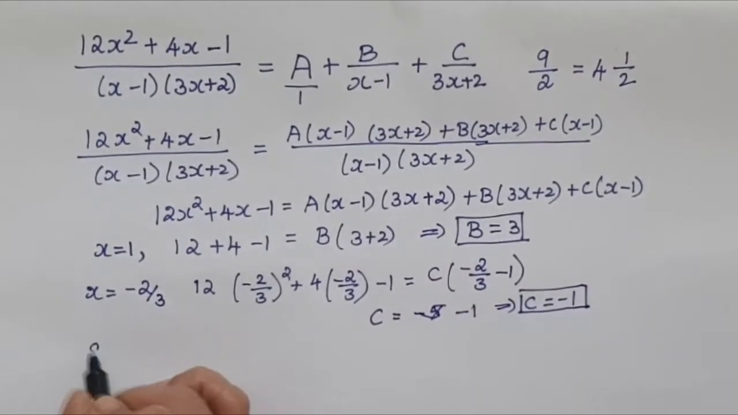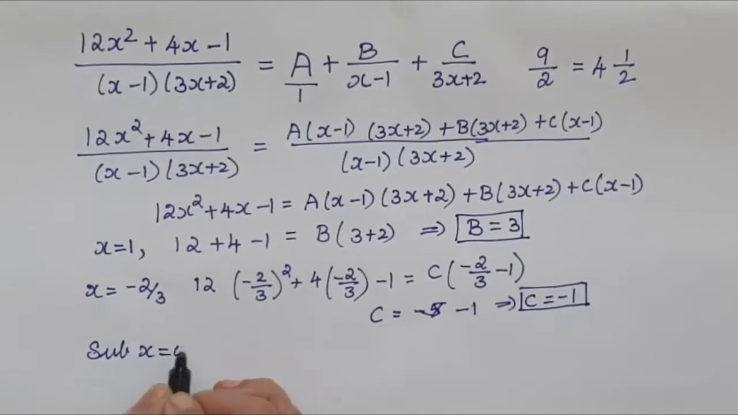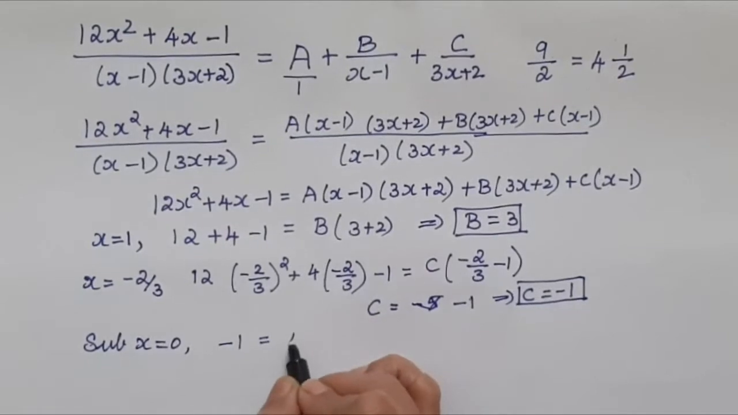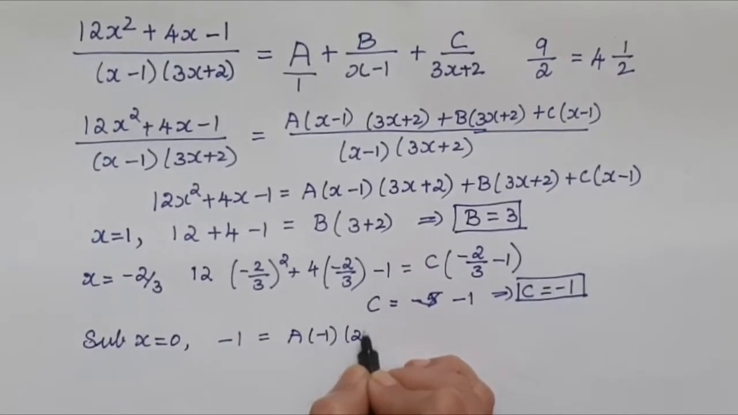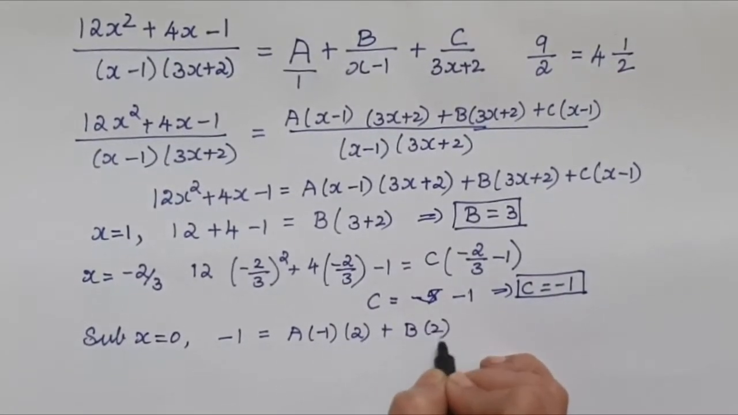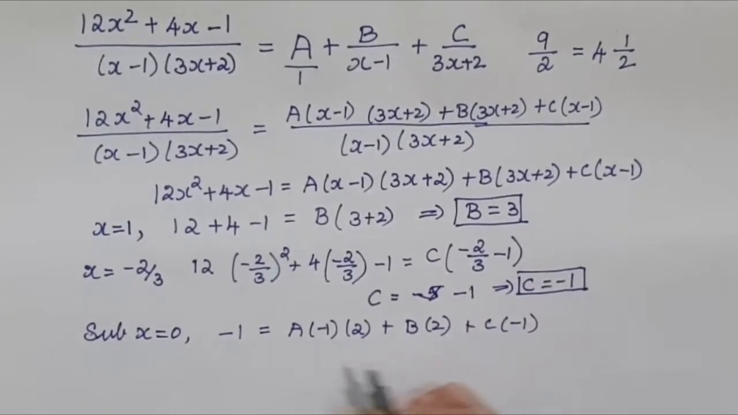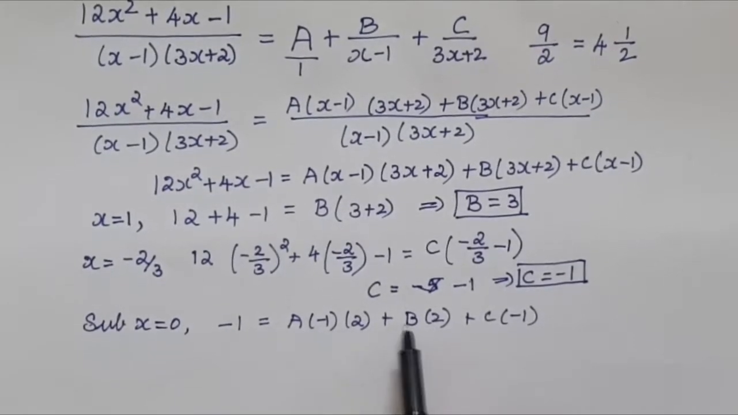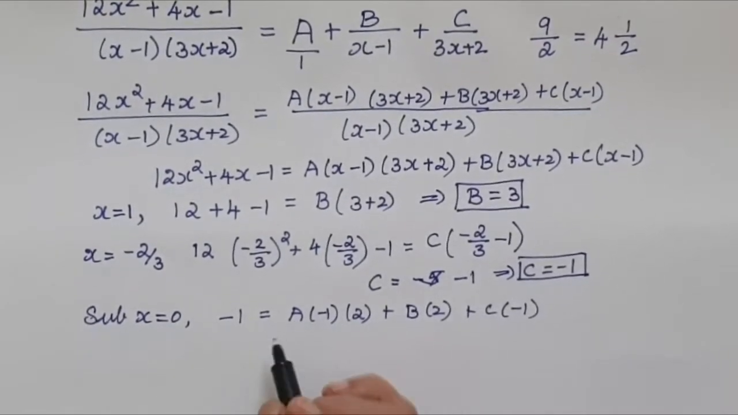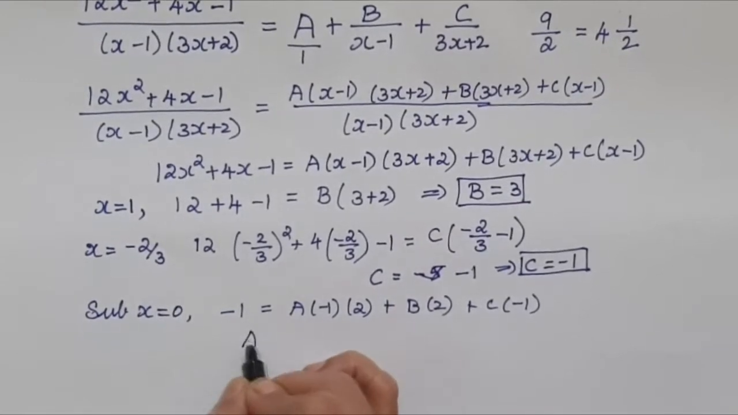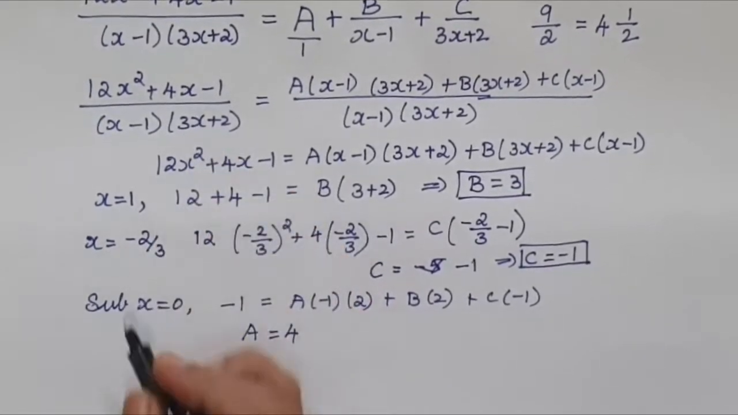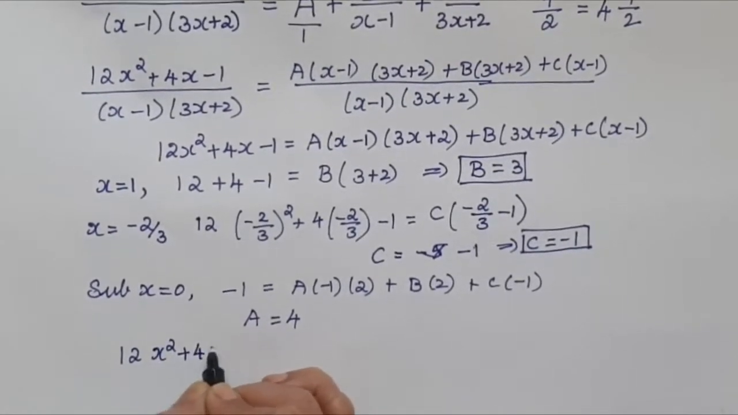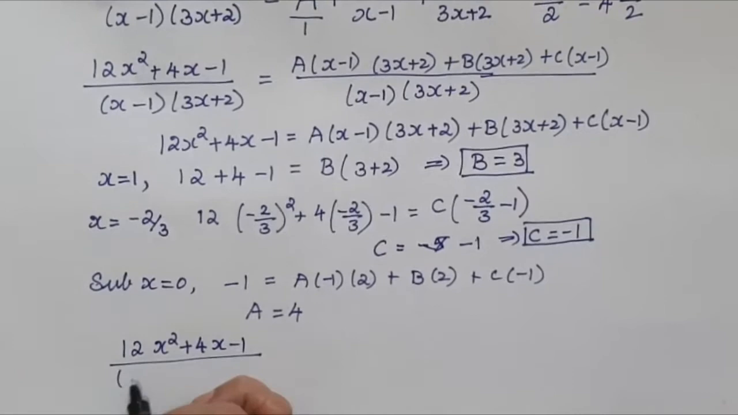Our next step, we'll substitute x equal to 0. When we substitute x equal to 0, we get minus 1 equal to a into minus 1 into 2, plus b into 2, plus c into minus 1. Now we'll replace the values for b and c which we have got. When we substitute the values for b and c and find out, we get a value for a as 4.